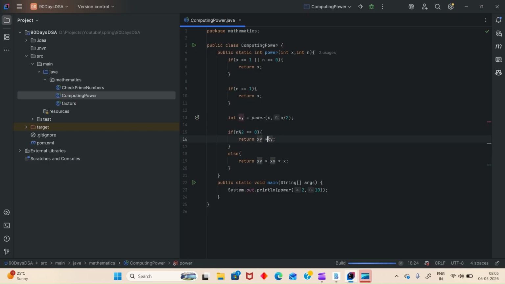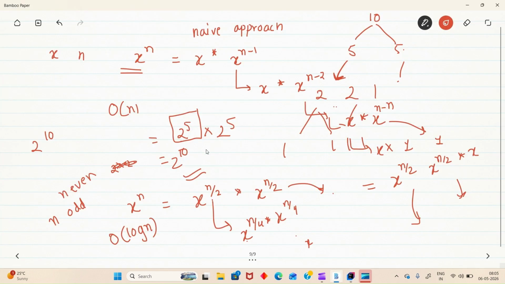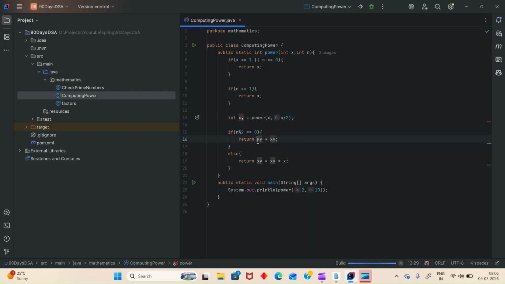Here, what we did is initially calculate the power of the half. What I explained is I have 2 power 5, so I don't need to find 2 power 5 again. I can just reuse it. Once we calculate this, we don't need to calculate it again. We can just use it. So we calculate power of x comma n by 2, and if n percent 2 is 0, then x into xy into xy, else if this is odd, then this.